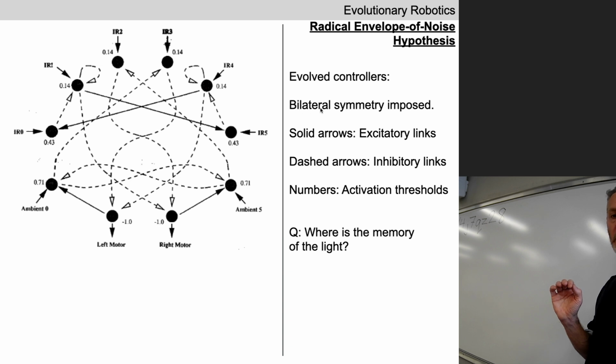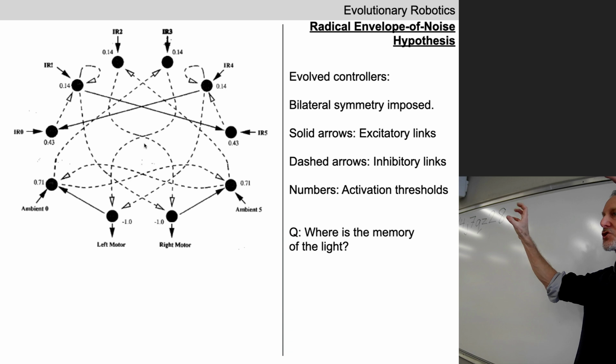You'll notice bilateral symmetry was imposed. So these researchers decided they wanted to have a symmetric controller. Dashed arrows represent inhibitory synapses. Remember that in an inhibitory synapse, the stronger the presynaptic neuron fires, the more it inhibits, or the more negative value it contributes to the postsynaptic neuron.